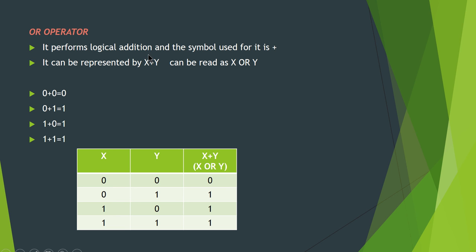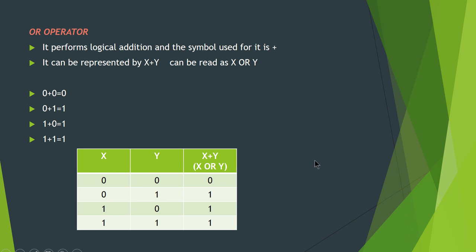How can you write the truth table for that? How will you draw the truth table? The OR operator performs logical addition, and it will take 2 or more inputs. How many inputs does the OR operator take? A minimum of 2 inputs should be there, but you can have more than 2. If you have 2 inputs, what is the output? That is what you have to learn.